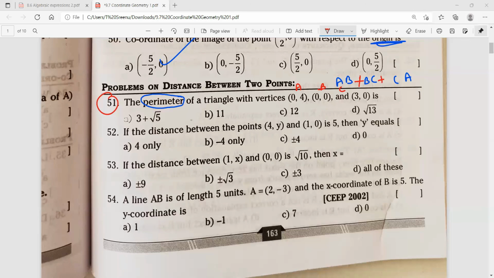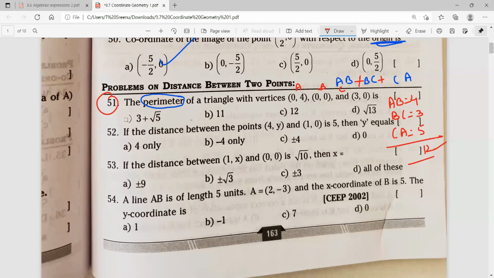Did you get AB value? How much you got? 18, I got, sir. Not this option. AB value, tell me. AB, 4, sir. BC? 9, sir. BC is not 9, it is root 9. 3. Root 9, yes, sir. CA? 12 comes. Okay now?